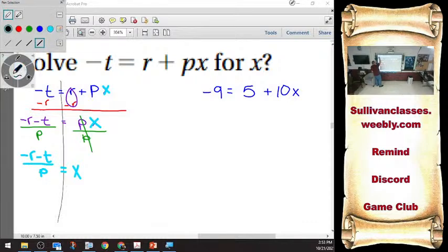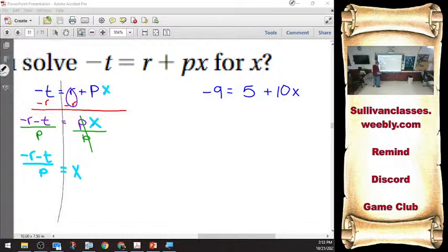Because these are algebraic expressions, there are different ways to write them. You can say x is negative R minus T over P. You can say x is negative T minus R over P. Did anyone do it that way? Yeah, I did do that for you. Addition's commutative, right? It's still a negative T and a negative R, so they just swap spots.